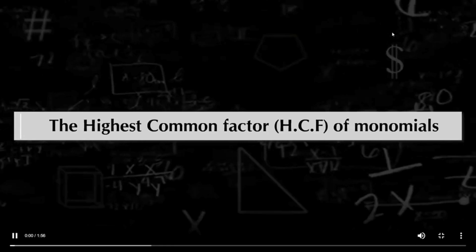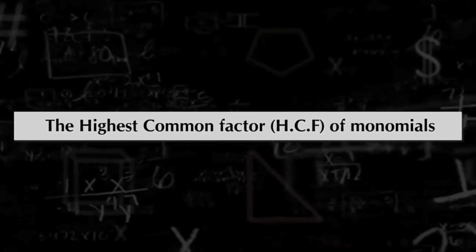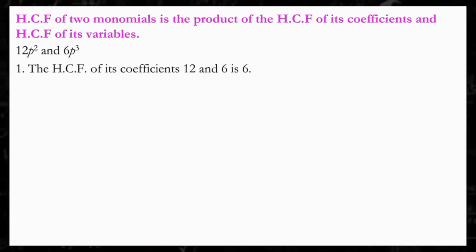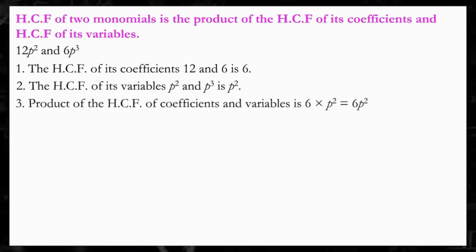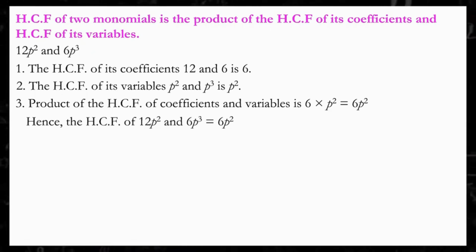The highest common factor, HCF, of monomials. HCF of two monomials is the product of the HCF of its coefficients and the HCF of its variables. Take 12p square and 6p cube. 1. The HCF of its coefficients 12 and 6 is 6. 2. The HCF of its variables p square and p cube is p square. 3. The product of the HCF of coefficients and variables is 6 into p square, which is equal to 6p square. Hence, the HCF of 12p square and 6p cube is 6p square.